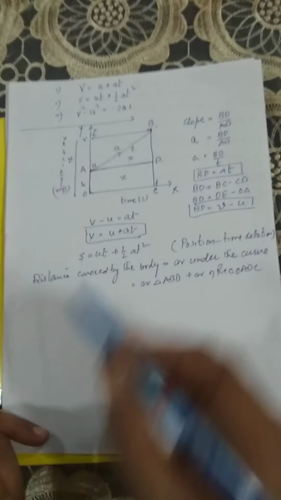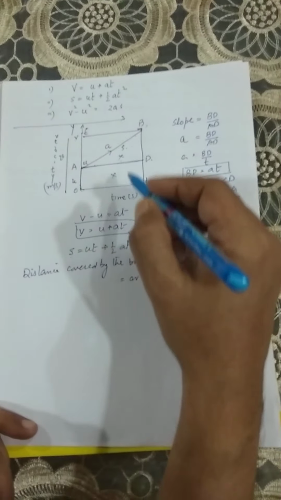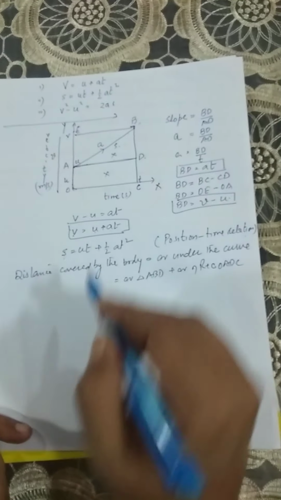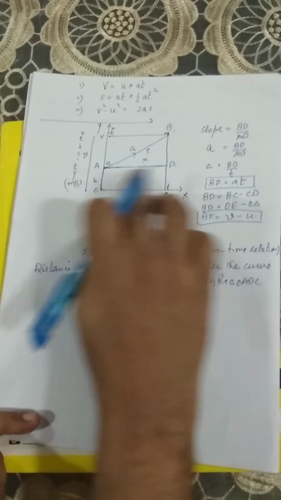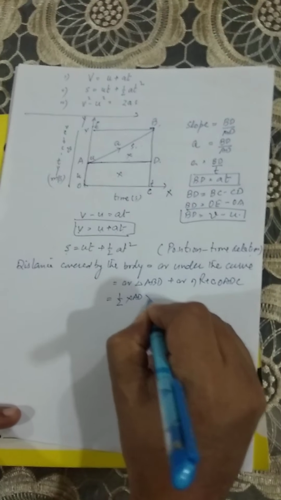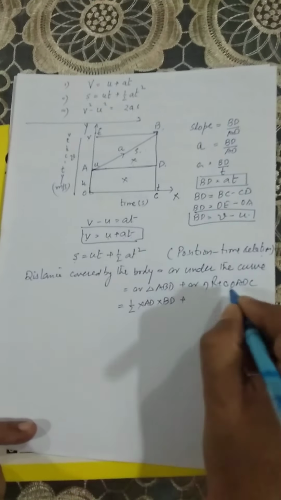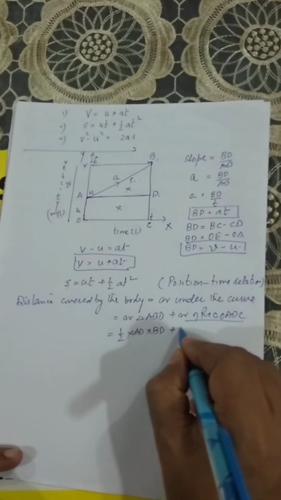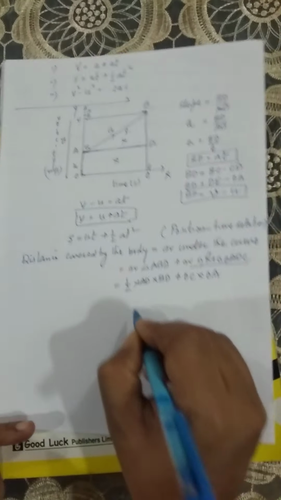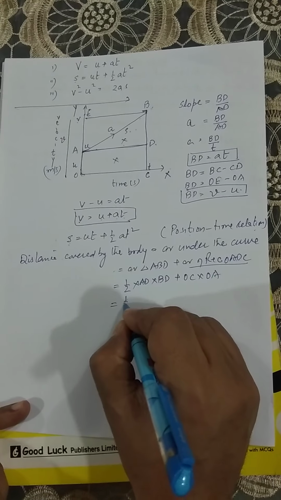So the total area under AB is the triangle and a rectangle. You note the area of triangle is half base into height. The base of ABD is AD and perpendicular is BD, and the area of rectangle is length into breadth, OC into OA.